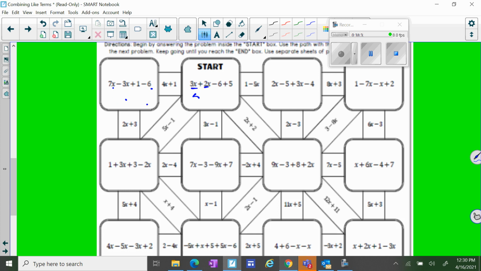Okay, so we have 5x. Minus 6 plus 5 is just a minus 1. So 5x minus 1 means I'm going to end up going that way. You just keep going around until you get to the end. Good luck, guys.